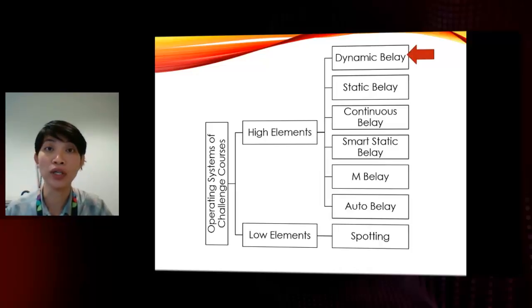Here, I like to throw a word of caution. Do not confuse dynamic belay with the one used in climbing. In climbing, dynamic belay is used to describe the process of belaying a lead climber. But in challenge course management, we are talking more about so-called normal belaying, like what you do for top rope. There's also static belay, the continuous belay which you use in the ALC, as well as spotting.